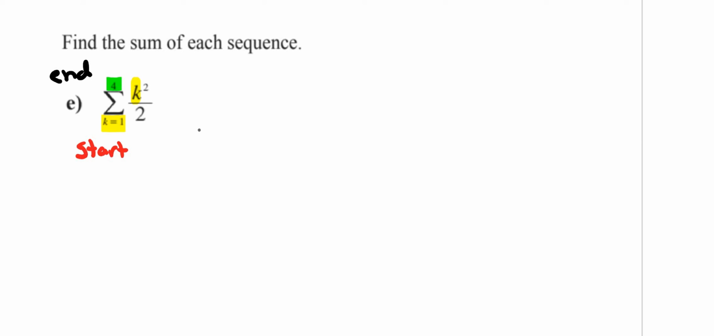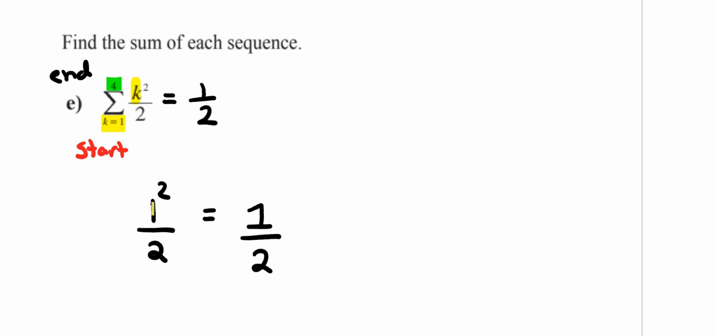All right, so if k equals 1, that's the same thing as 1 squared divided by 2, and 1 squared will be 1, and the bottom will be 2, so the first term here is going to be 1/2. Okay, and then I just change this value right here, this 1 into a 2. So that's going to be 2 squared. So 2 squared has a value of 4, right? And 4 divided by 2 is going to be positive 2. So my second term is going to be positive 2.